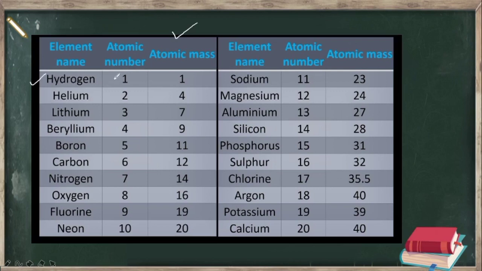For hydrogen, atomic number is 1 and its atomic mass is 1. For helium, atomic number is 2 whereas atomic mass is 4. For lithium, atomic number is 3 and atomic mass is 7. So you can learn by heart or you can recall these element names along with their atomic number and atomic mass for your calculation purpose. Clear? And you can make a note of this by pausing this video.